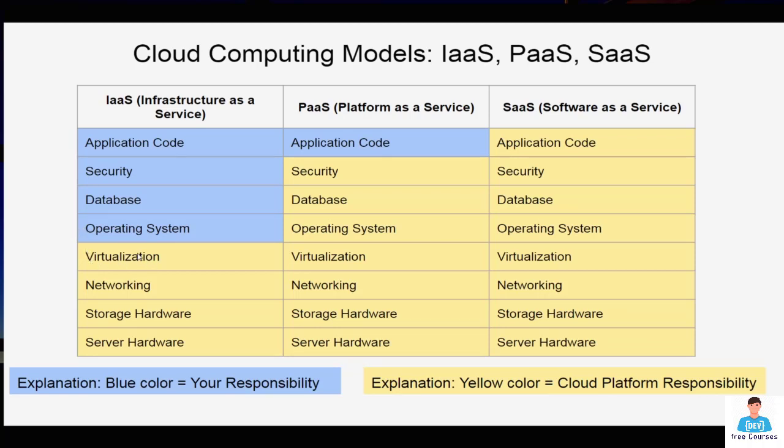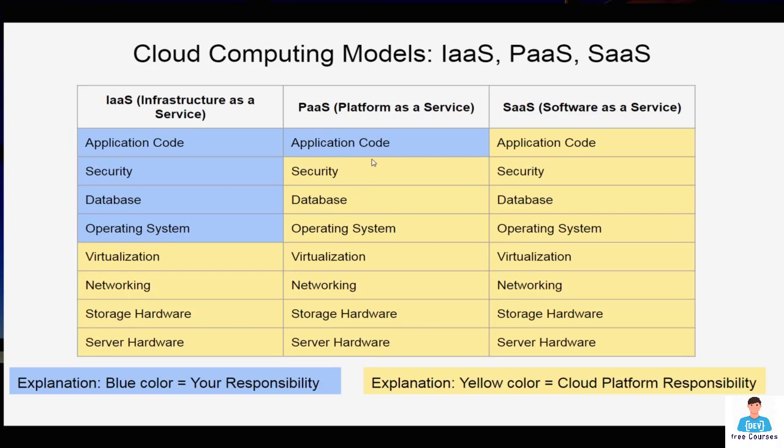And the rest, for instance, virtualization, networking, storage hardware, server hardware, these are responsibilities of the cloud provider. So virtualization is, for instance, you might have one physical server, and then that physical server might have several virtual servers. That's virtualization. This will be done by the cloud provider, and this is their business. All right. So networking, at the hardware level, for instance, network cards, network cables, these are responsibilities of the cloud provider. Then storage hardware, server hardware, these are, again, responsibilities of the cloud provider.